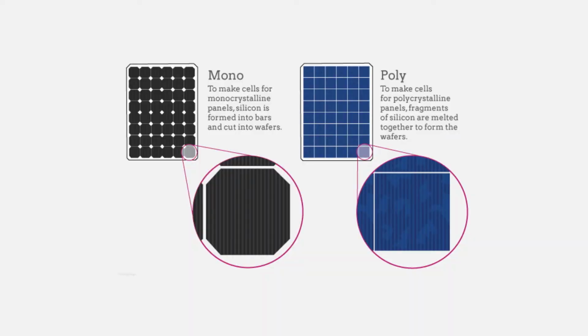The image below shows you how to distinguish between the two different types of solar panels. Monocrystalline cells are black and octagonal, while polycrystalline cells are dark blue and squared.